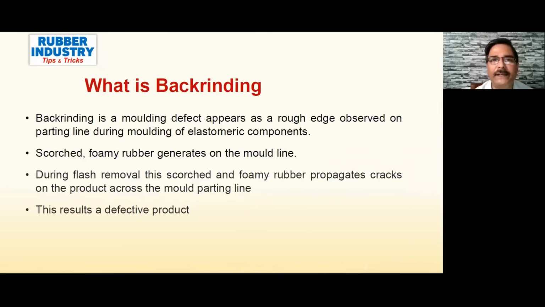So what is backrinding? Backrinding is a molding defect that appears as a rough edge observed on the parting line during molding of elastomeric components. Scorched, foamy rubber generates on the mold line during flash removal. This scorched and foamy rubber propagates cracks on the product across the mold parting line. This results in a defective product.